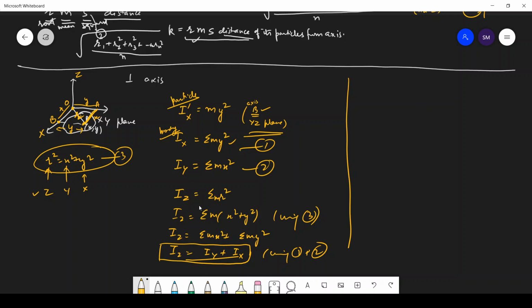Similarly, you can do the theorem for parallel axis also. So the point is that here these two axes are in one plane, and if we know these two inertias, we can find the inertia for the perpendicular axis. So the inertia for the perpendicular axis we can find, and here, the theorem of parallel axis.